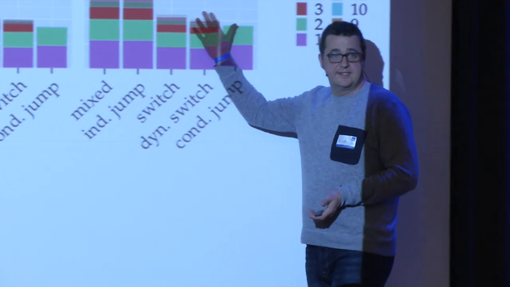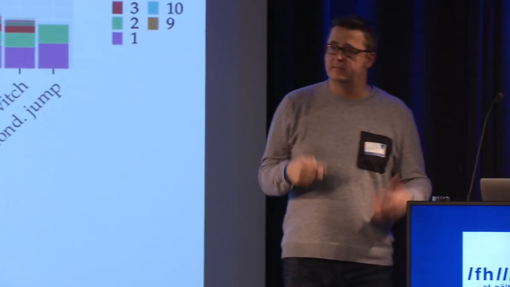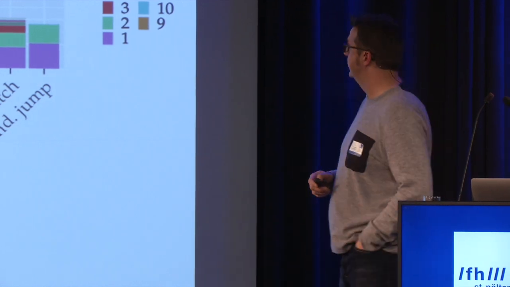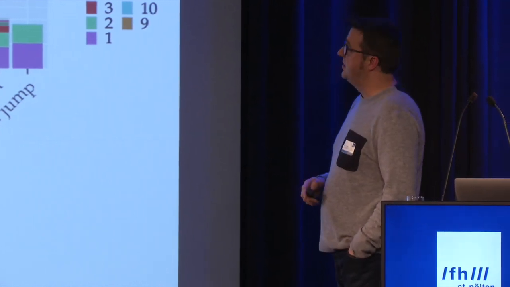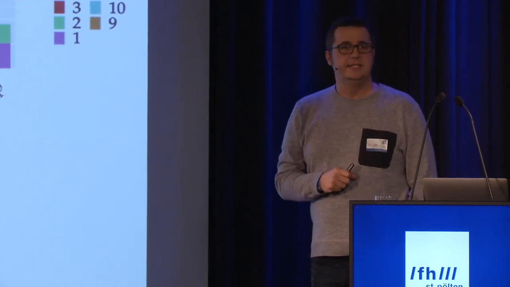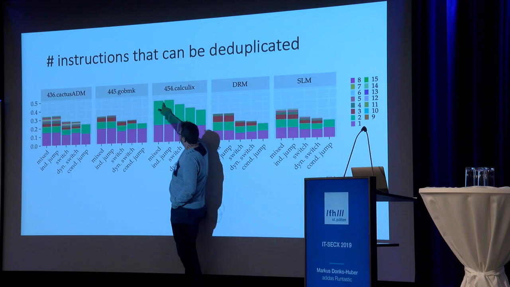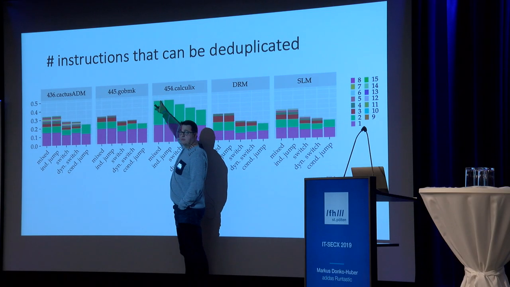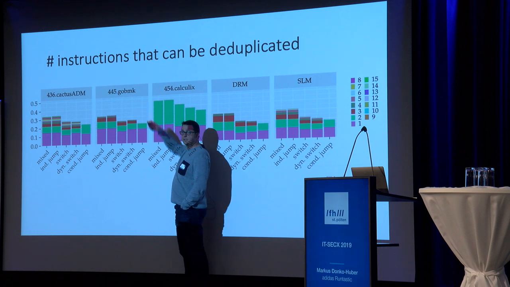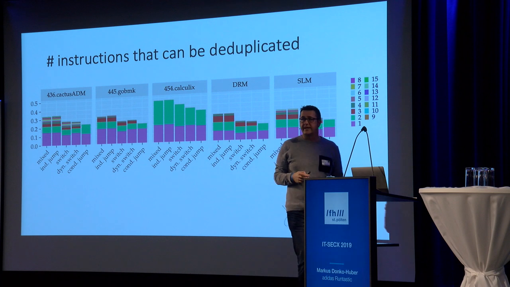This is a software license manager that also needed protection. It's from another company, but designed by real security experts, and so on. What I show here on this slide is the fraction of the instructions that can be deduplicated. And you see that this is pretty high. For some benchmarks, it's up to more than 40% that we can deduplicate, which is way higher than what we used to have for program compaction.